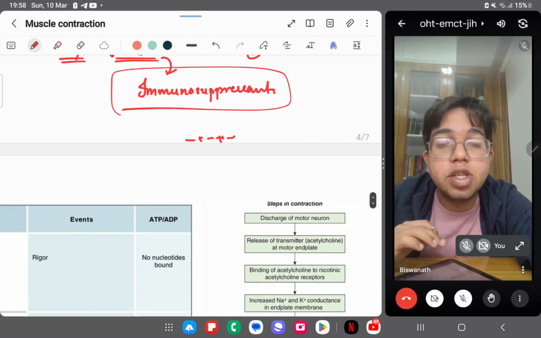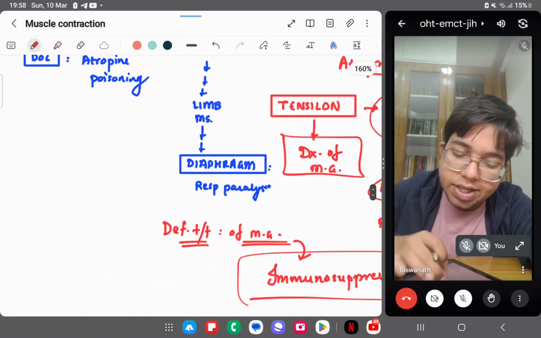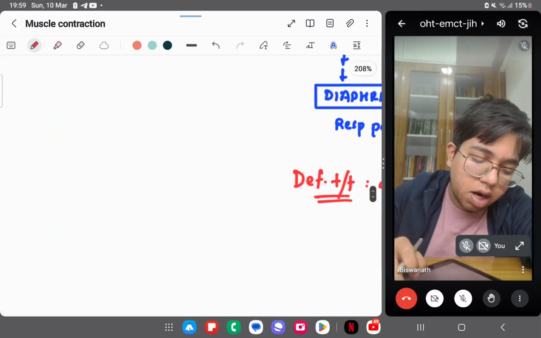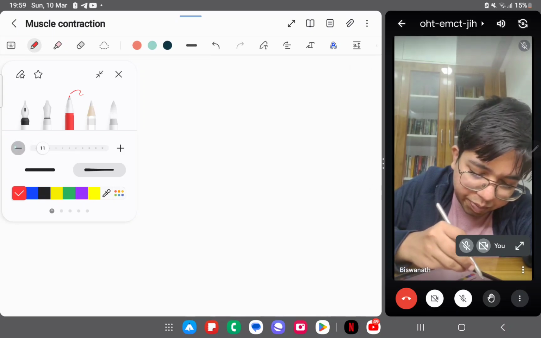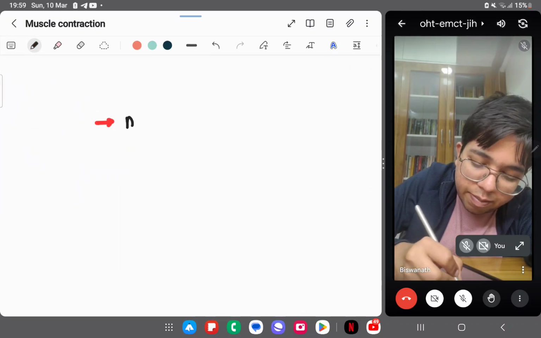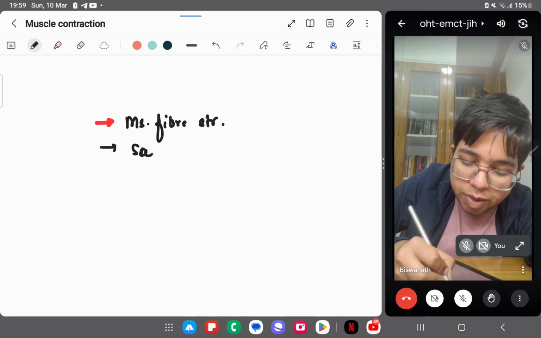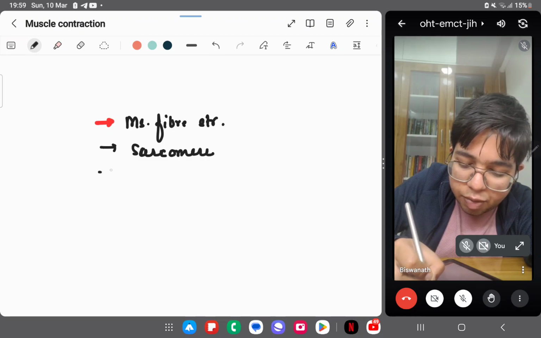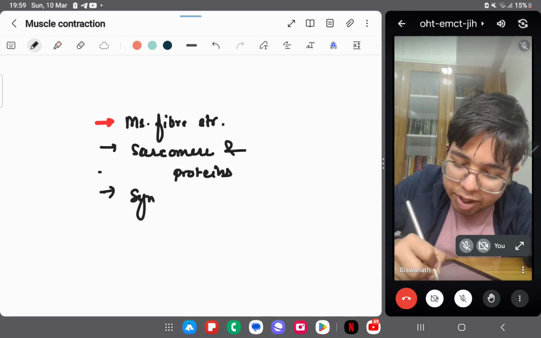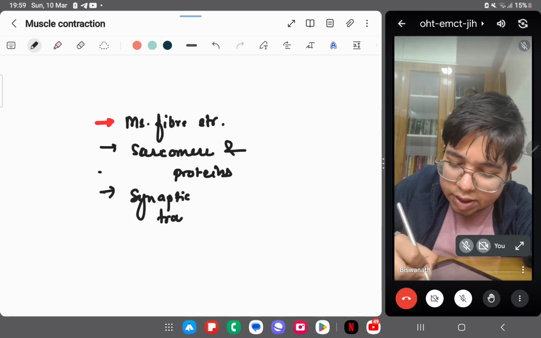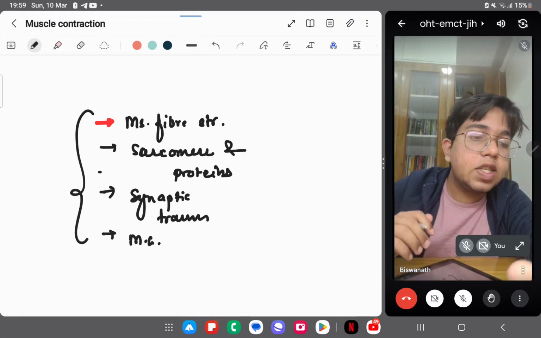I'm finishing up this class here because I'm running out of charge. In today's lecture, we discussed a lot of things, but we could not reach muscle contraction. What we discussed was muscle fiber structure, the sarcomere and the proteins, and synaptic transmission as well as myasthenia gravis. So that's all in today's class.